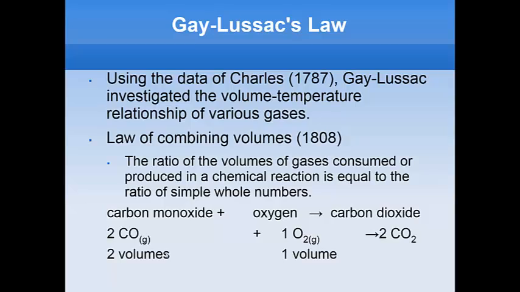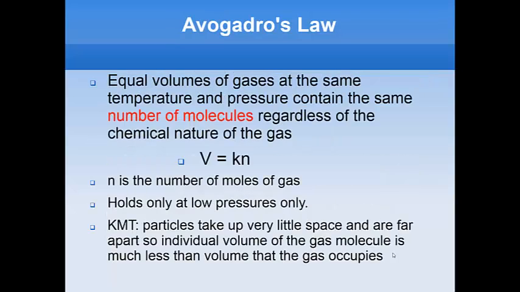This is one of the things that actually led to the theory of atoms. So 2 volumes of carbon monoxide and 1 volume of oxygen gives you 2 volumes of carbon dioxide. Brilliant, you say. Excellent. That's what led to Avogadro's law, which gives you the idea of instead of having volumes, you have numbers of molecules. So you get Avogadro's number. And this means that regardless of the chemical nature of the gas, the volume is proportional to the number of molecules. And this means that you have a molar volume.